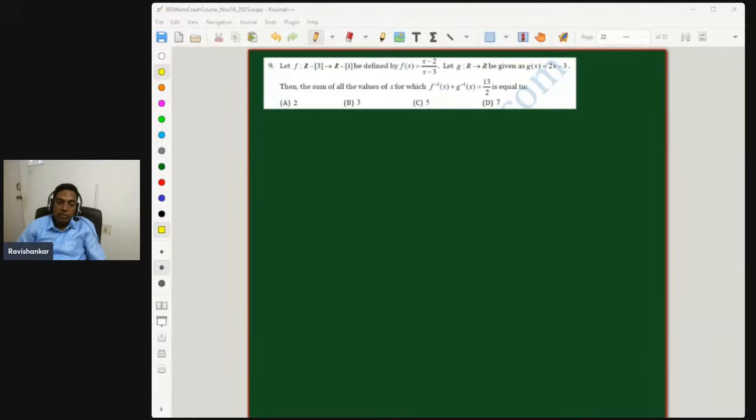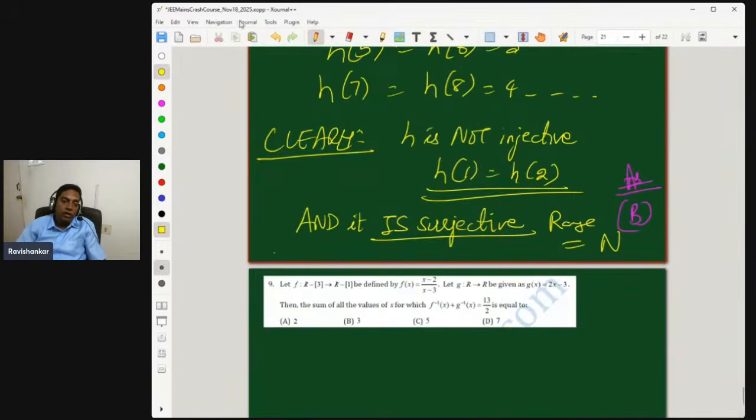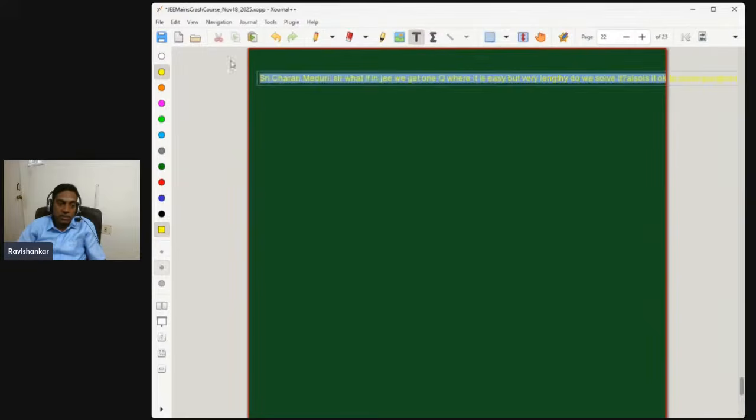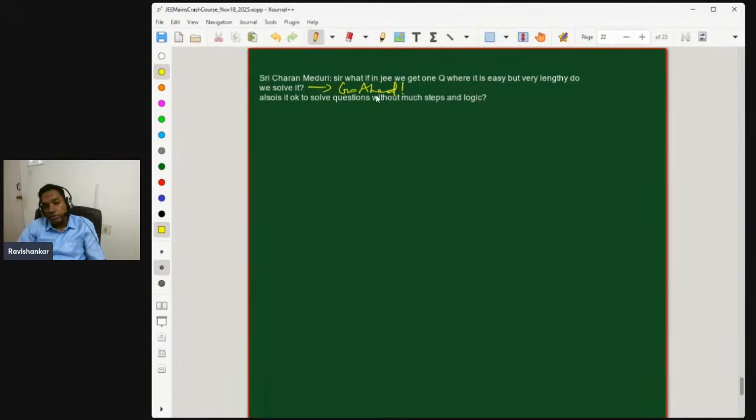Okay, Sri Charan Meduri has asked, what if you get in JEE a question that's easy but very lengthy? Do we solve it? See, that depends on you. If you think it is easy, then you will mark it for the first attempt. I would say if you marked it as easy, go ahead. Whether it's very lengthy or not, you'll know only when doing.